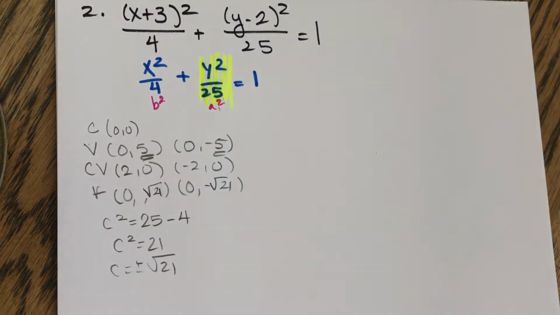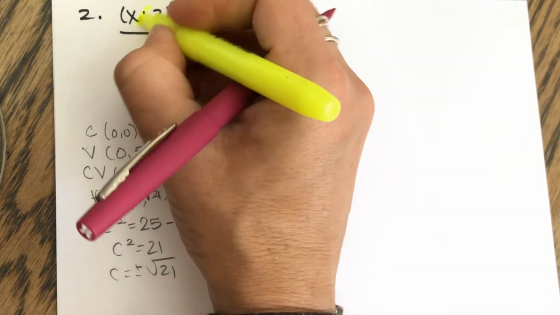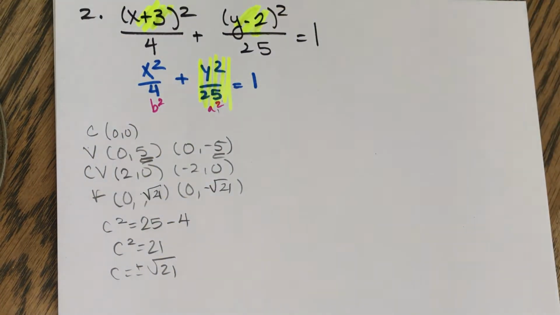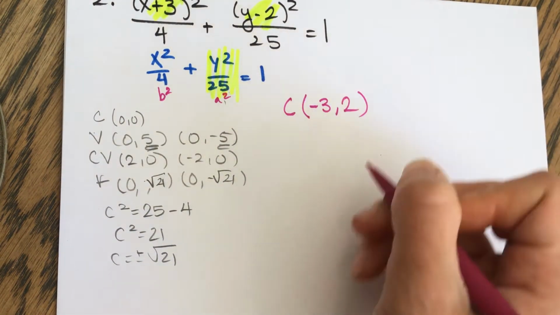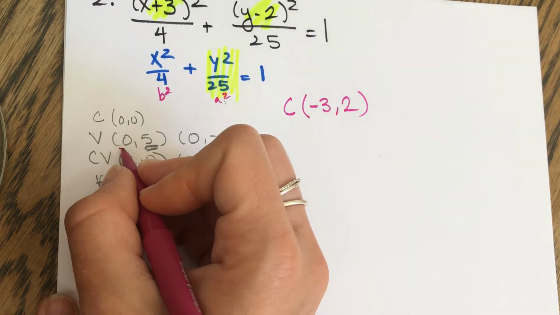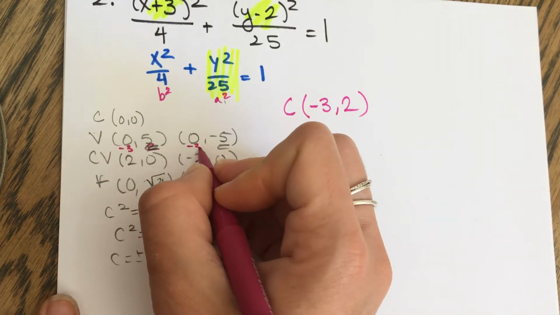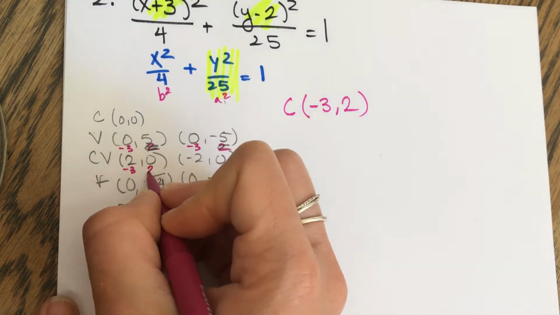Okay, then here is my answer. What is my shift? Here you go. So my center is negative 3, positive 2. And then I'm going to go under everybody because, you know, I like this because I'm more visual.